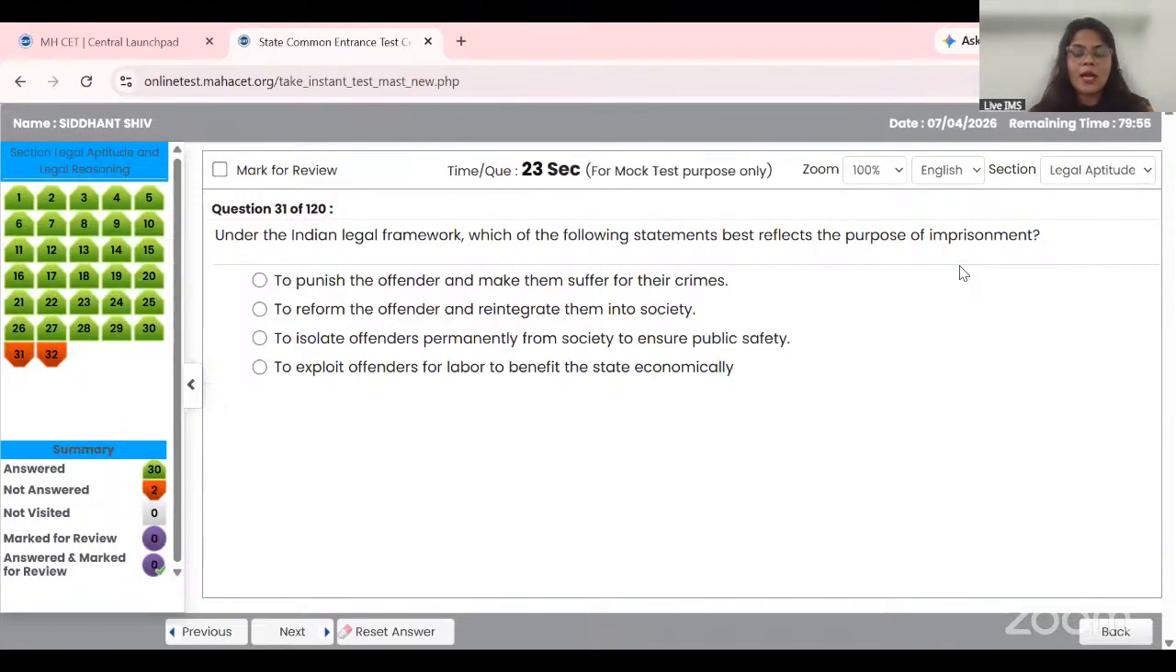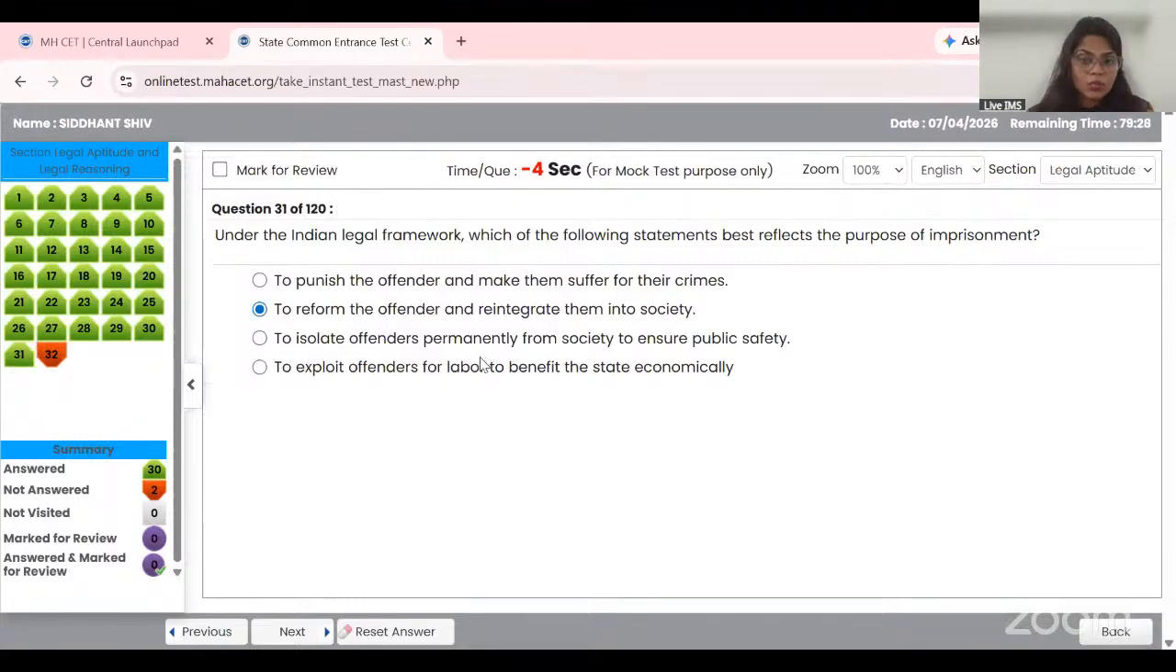It does not talk about an eye for an eye. It is majorly towards the fact that we have to reform the mindset of the criminal, make him a part of the society. So that is the main crux of the Indian legal framework. Now let us look at the options here. To punish the offender and make them suffer, no, this is not the objective. Next is to reform the offender and integrate them. Yes, this looks like an answer.